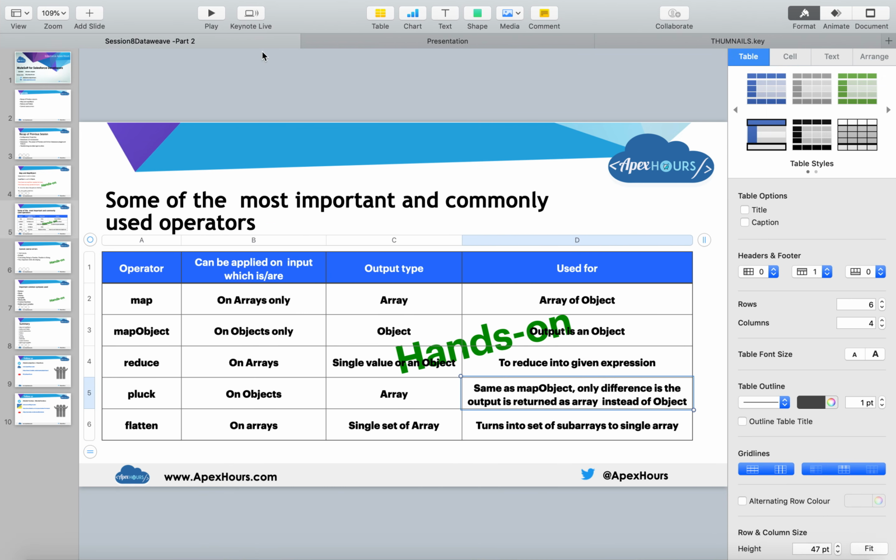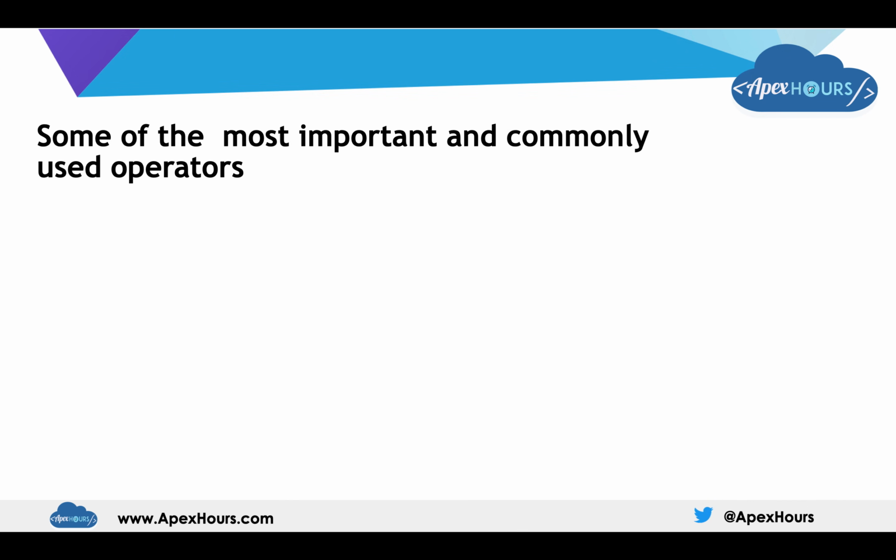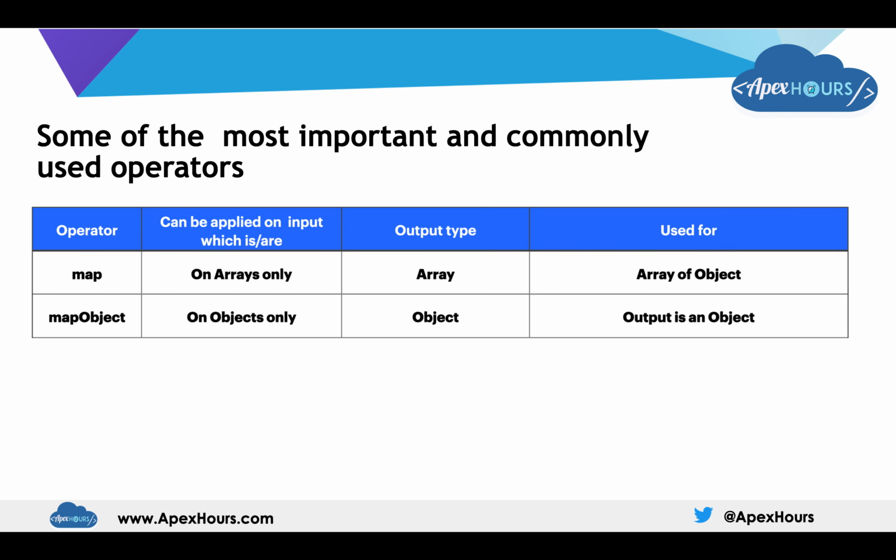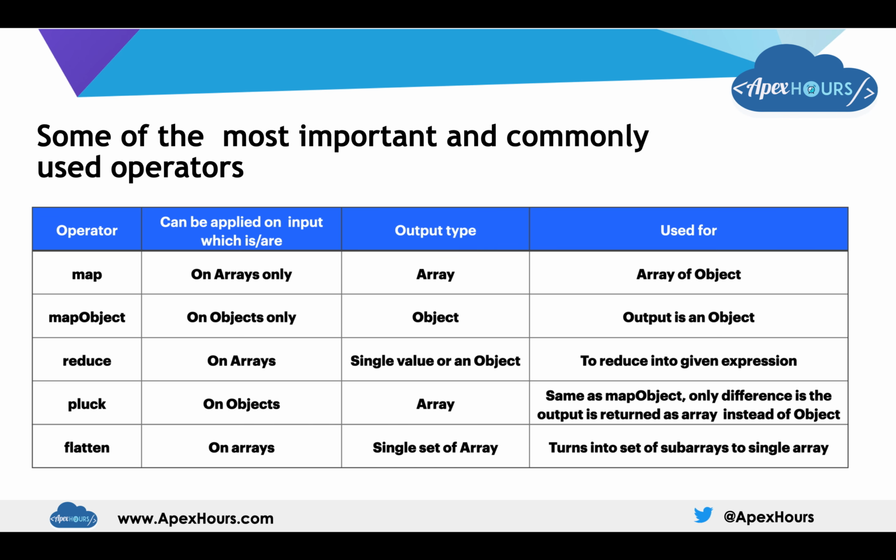Okay, so coming back to this chart, we have discussed everything: map, map object, reduce, pluck and flatten. So the map operator can be applied only on arrays. Okay, map object can be applied only on objects, reduce on arrays, pluck. You can take a screenshot of this.